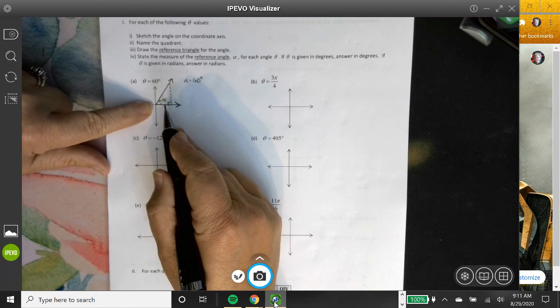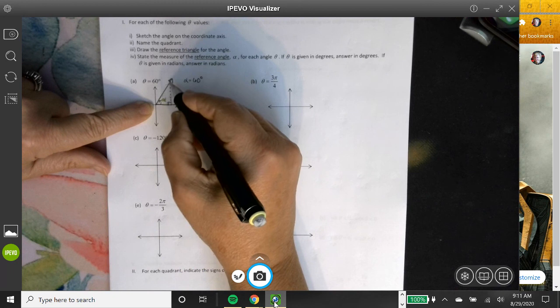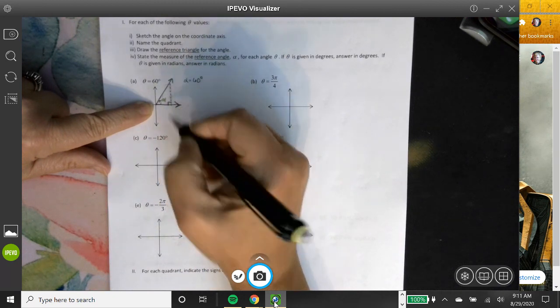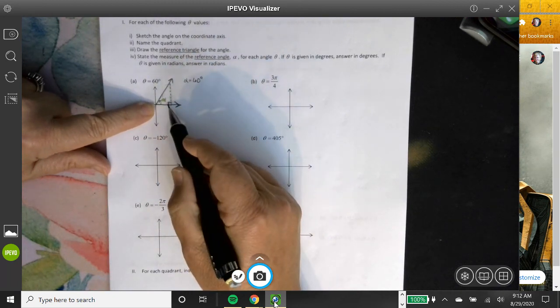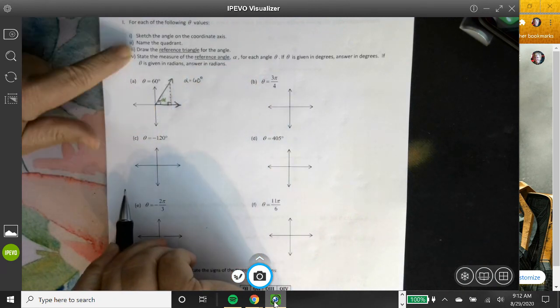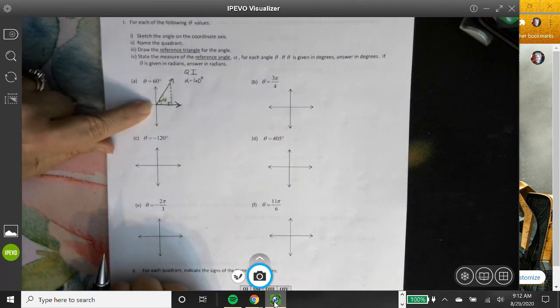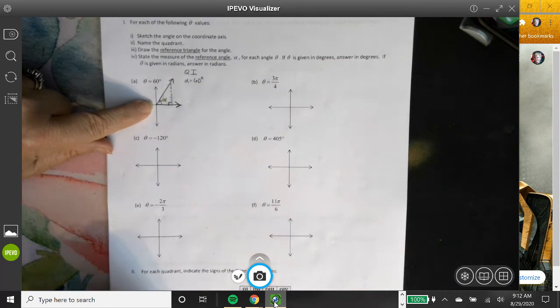Okay, so let's go over that really quickly again. The reference triangle is the triangle that you create when you drop a perpendicular from your terminal side to the horizontal side. So this right here is your reference triangle. Alpha is the angle between 0 and 90 degrees, or 0 and pi over 2, that your terminal side makes with the horizontal. We didn't name the quadrant yet. So this is a quadrant 1 angle, and I drew the reference triangle, and I've got my reference angle of 60 degrees. So I've done what I needed to do.